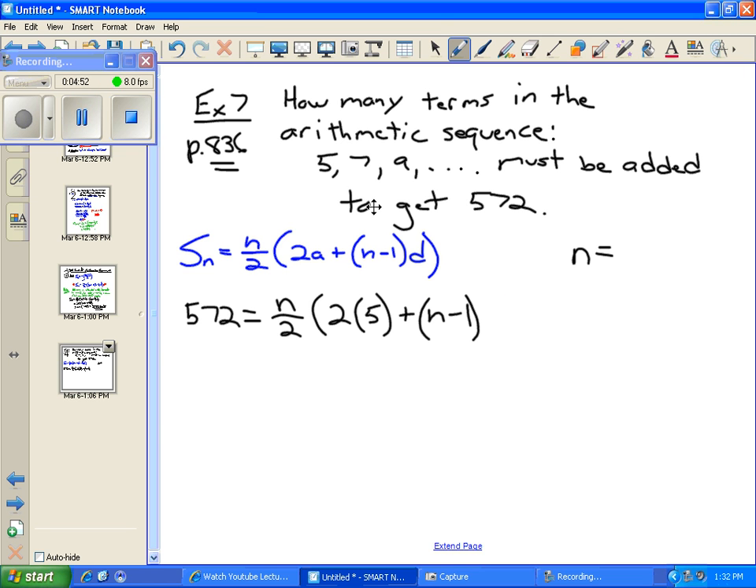We don't know what n is, but we know d there is 2. If you look there, the change is 2 every time we're going up 2. Alright, so we got everything we know in there. We gotta simplify this. We gotta see if we can work with this to make it look a little nicer, because right now it looks pretty messy. We'll leave the 572 where it's at.